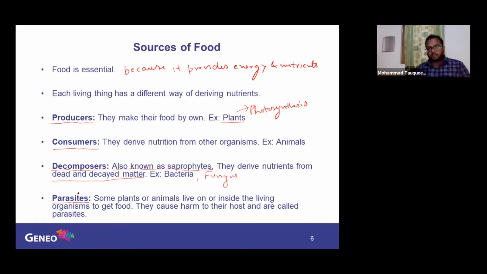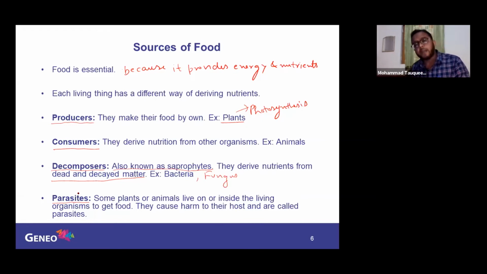I am revising this slide once again because it is very important, and there are 4 terminologies I have mentioned here that you have to remember, because they may be asked in 1 mark questions, in fill in the blanks, and in matching questions. So producers, they make their food on their own.